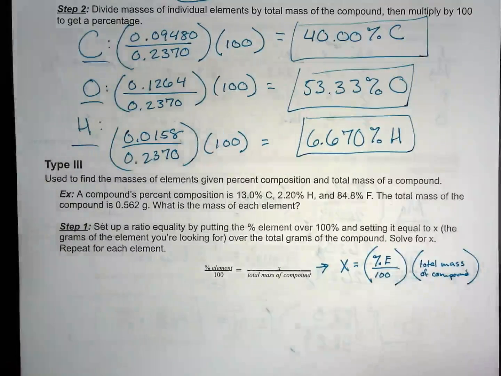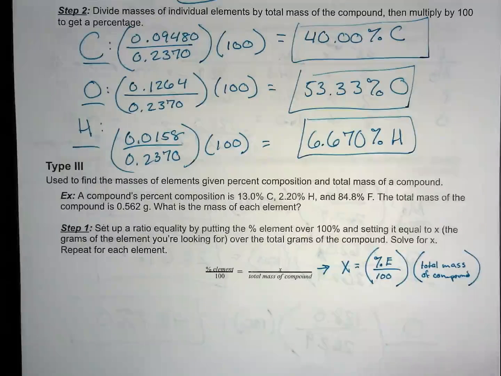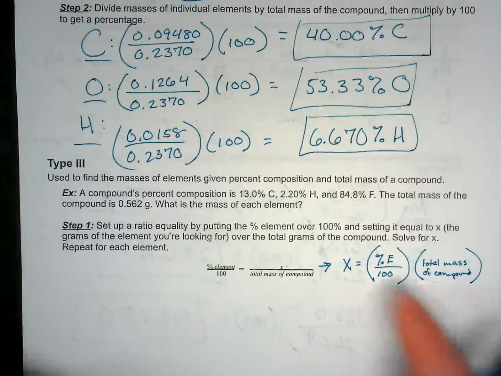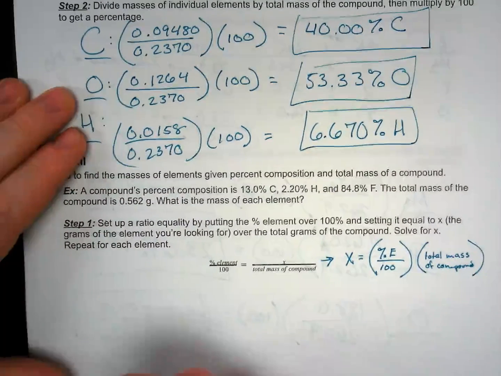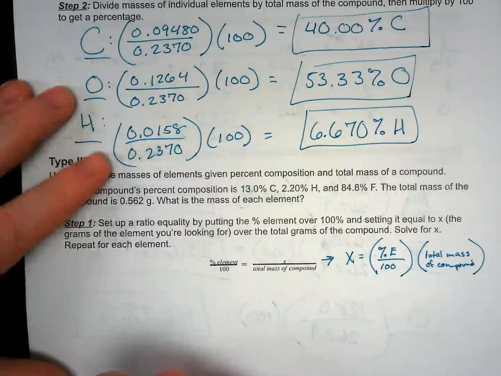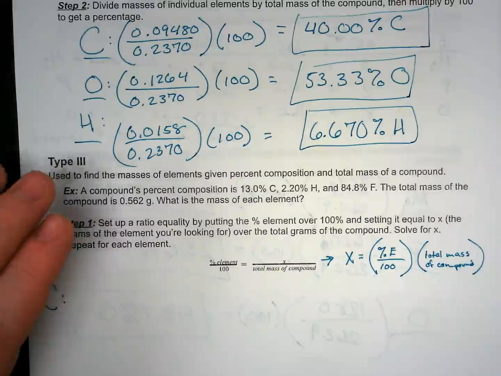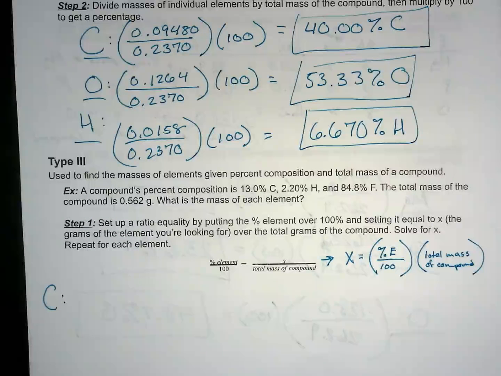So we can save ourselves a step. Again, it's the percent of the element that's given divided by 100 times the total mass of the compound. So it would look like this. Sorry, I'm looking at some examples I have real quick.